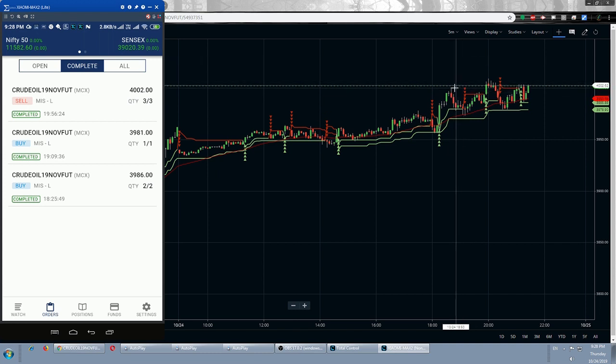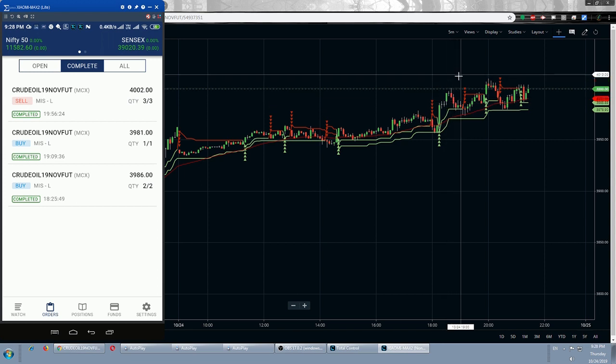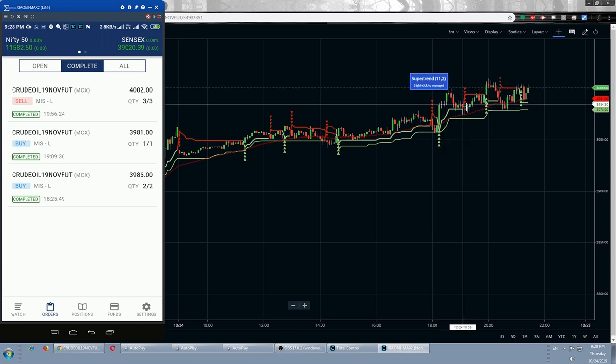Now there's a reason for it, because the present day's high was breached. The high was 3985 or 3986. It was breached, and I was expecting at least 15 to 20 to 25 points move in the upward direction, but it gave a movement of 14 points and then it started falling.